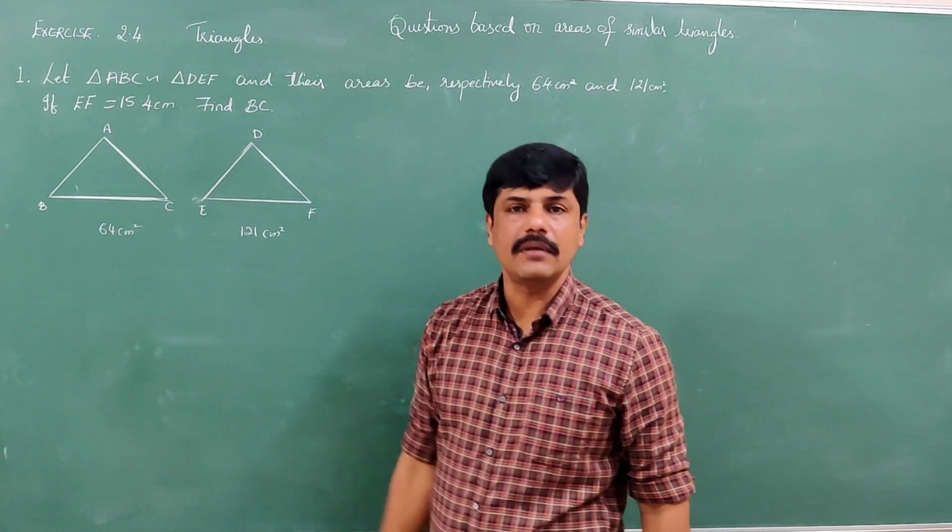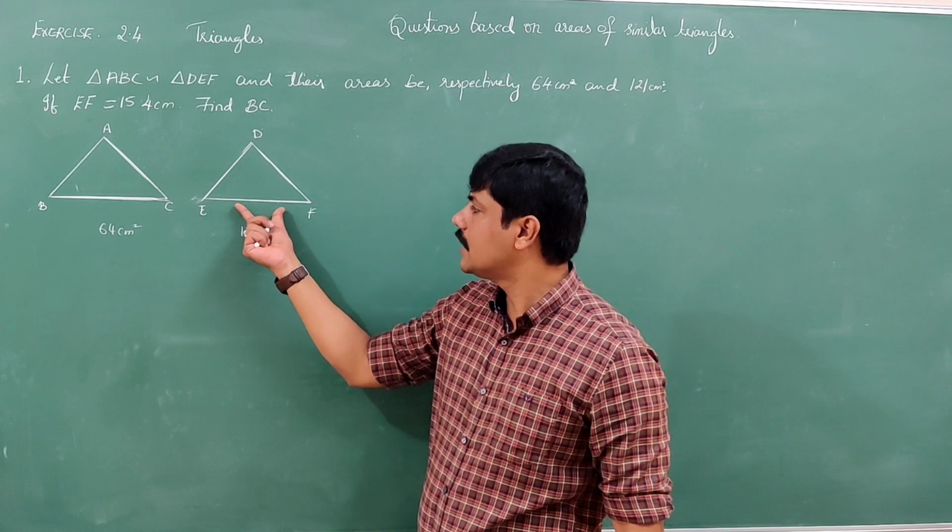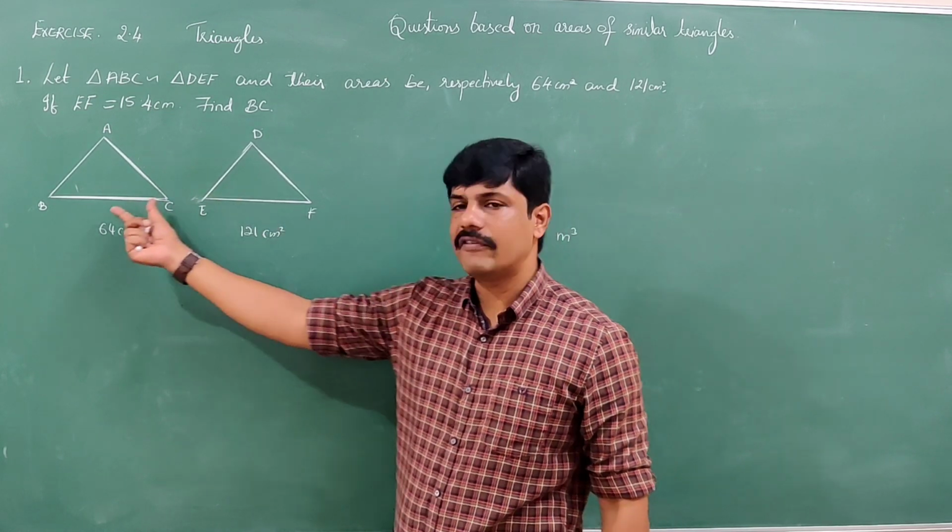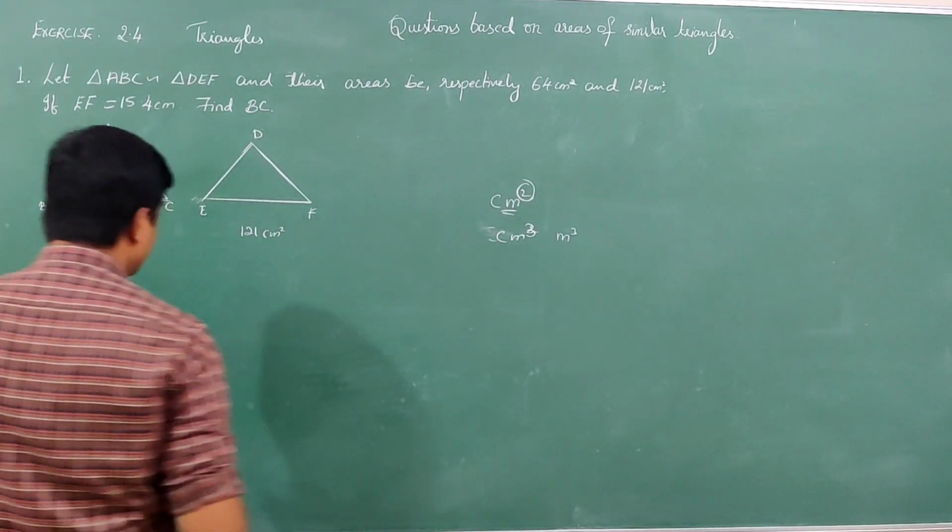We have to find BC here. It's given EF. We have to find BC. What are the things given? The given things.